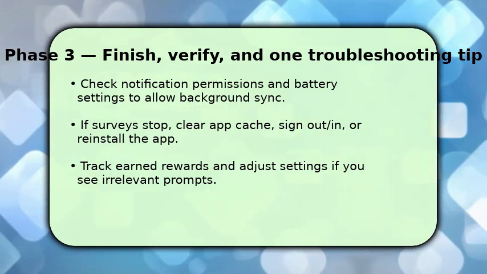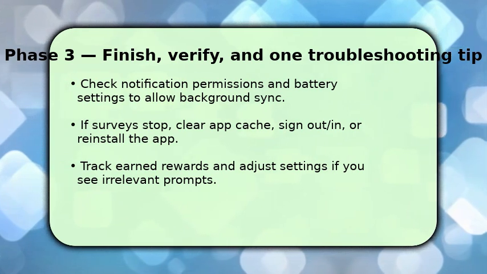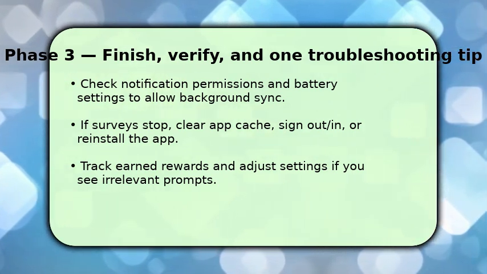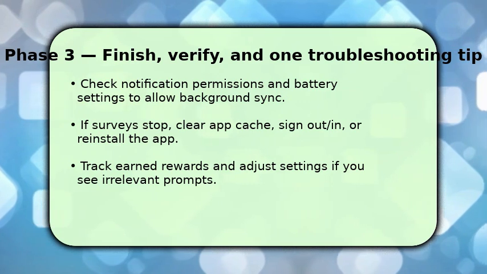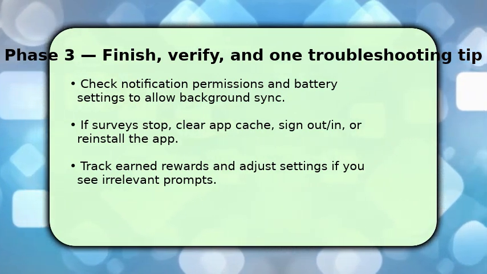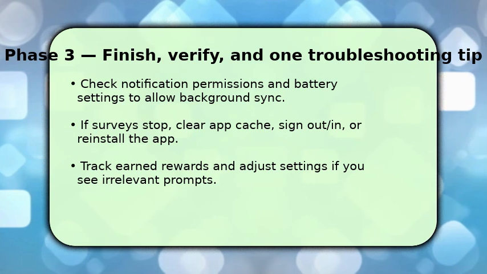If you receive irrelevant prompts, update your profile answers and continue varied activity so the system relearns your preferences. One practical tip: check notification settings first. Many missed surveys are simply disabled alerts.